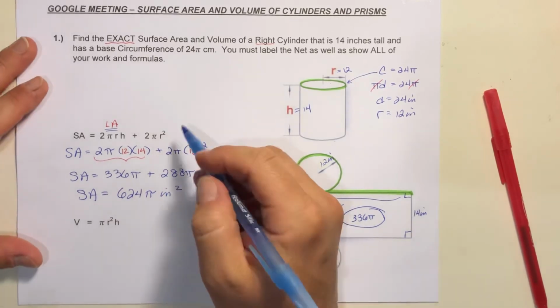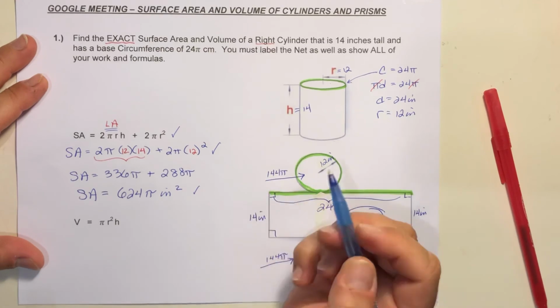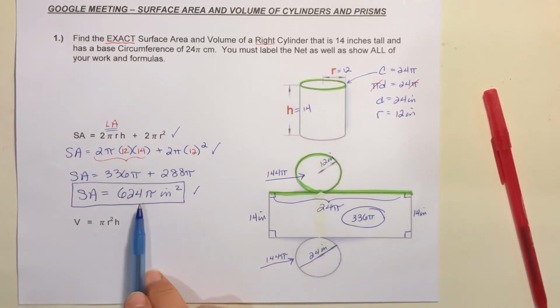Ladies and gentlemen, one more time. Formula, substitution, answer with a label. I'm requiring those 3 steps for every question. Make sure you're doing that for your check-in on Wednesday and Thursday.